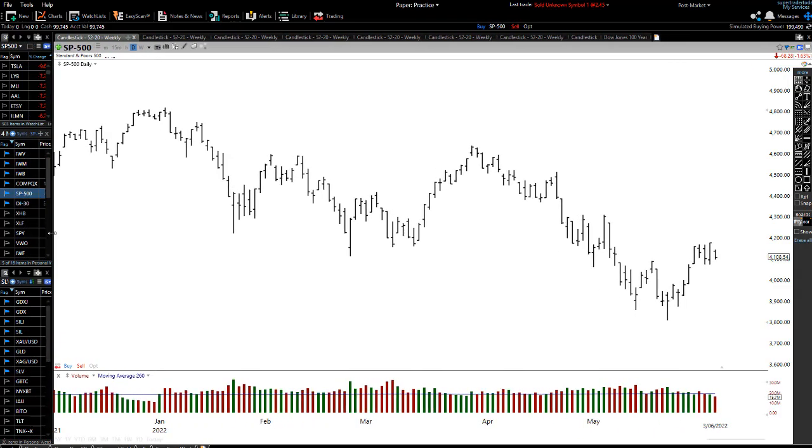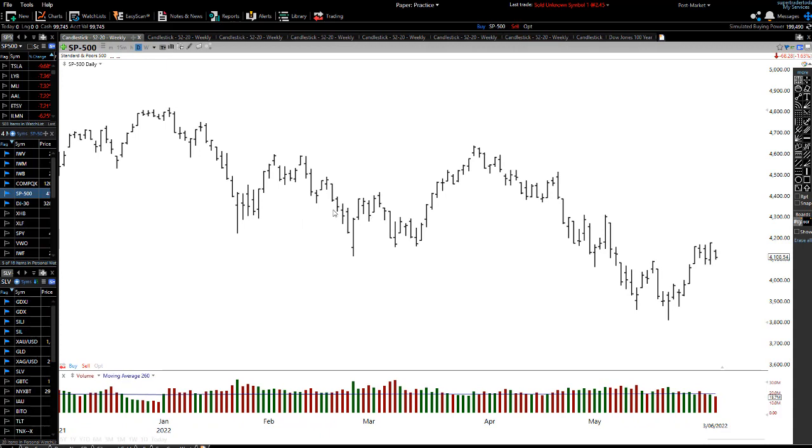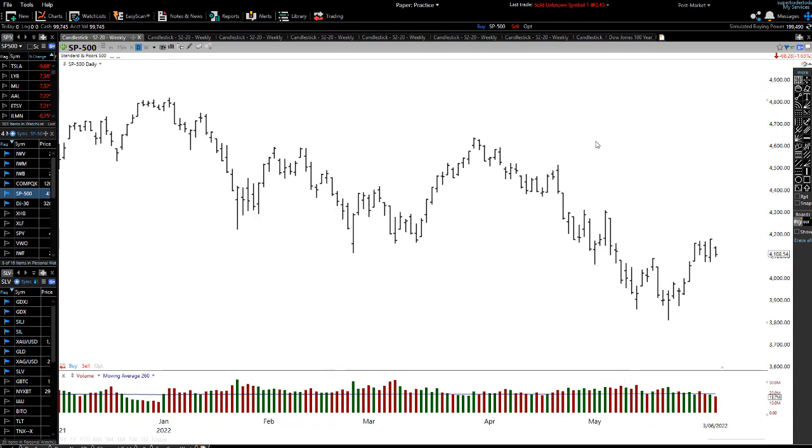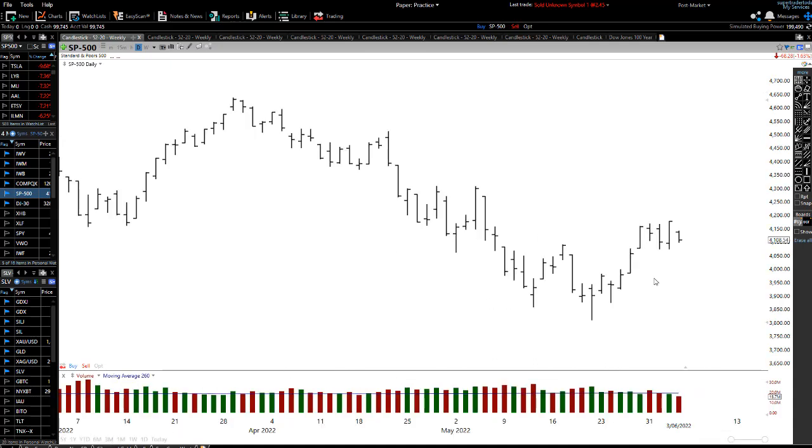So let's get into the actual market update right now. We're going to be starting to look at the actual stock market. Now, the big thing about the S&P, the stock market, looking at the S&P 500, we can see we're in a bit of a consolidation here right now.